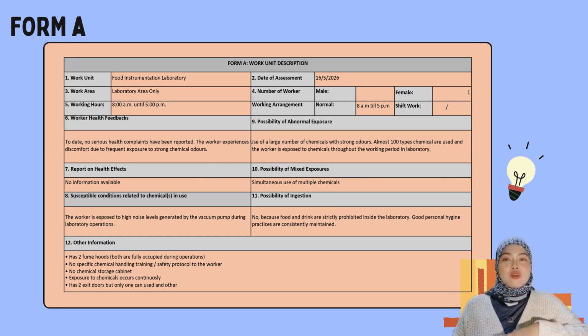Now, I will explain Form A, which describes the work unit that was assessed. The assessment was conducted at the Food Instrumentation Laboratory on 16 May 2026. The laboratory operates from 8 a.m. until 5 p.m. under a normal working schedule, with one female worker involved during the assessment. Based on the workers' feedback, there have been no serious health complaints so far. However, the worker experienced discomfort due to frequent exposure to strong chemical odor.